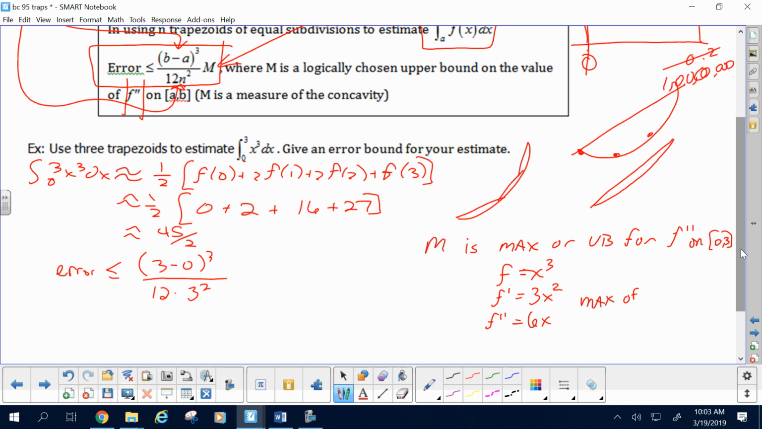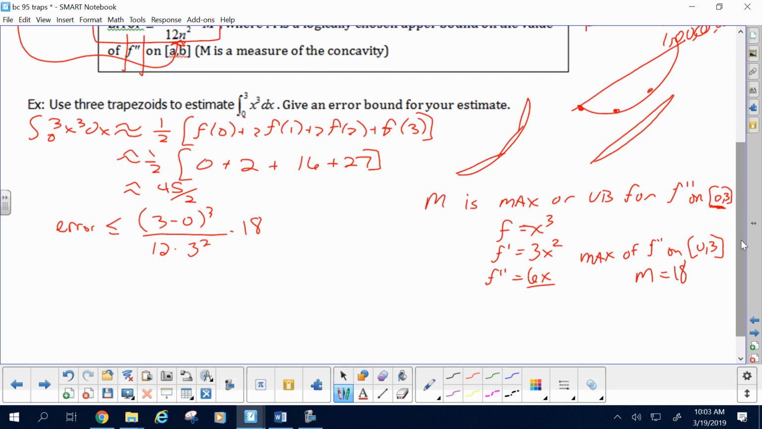So you make sure that that's the max of the absolute value. So the greatest possible value in terms of sign. Now, if it's on 0 to 3, where would the greatest possible value of this 6x be? At 3, right? So if 3 goes in, then the max of f double prime on 0 to 3 is 18. It's a measure of the greatest possible concavity, which would be the result of then curving away from the line that we're using trapezoids for.